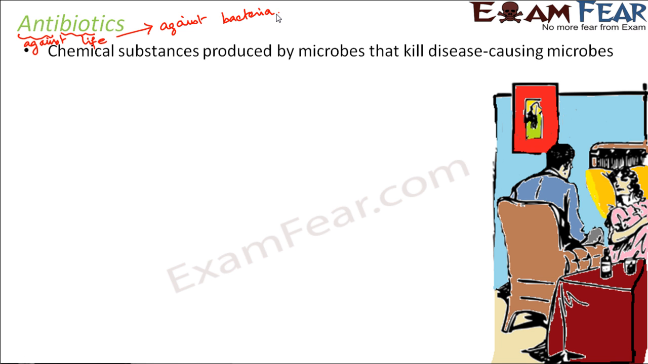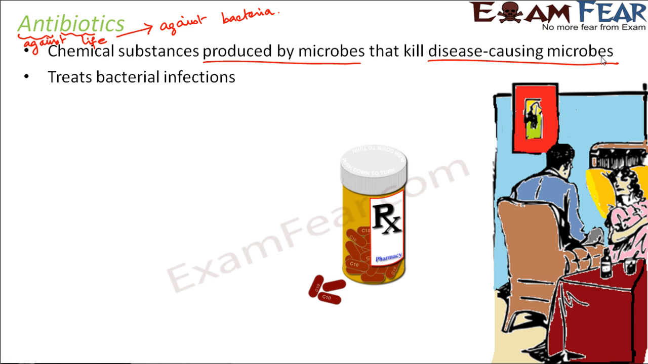These are chemical substances which are produced by microbes and they kill disease causing microbes. Antibiotics are the best example where we can see both the positive as well as negative sides of the microbes. These antibiotics are produced by microbes, and they kill other microbes which are harmful. So antibiotics are produced by the good microbes and they kill the bad microbes. That is how antibiotics work. They treat bacterial infection.